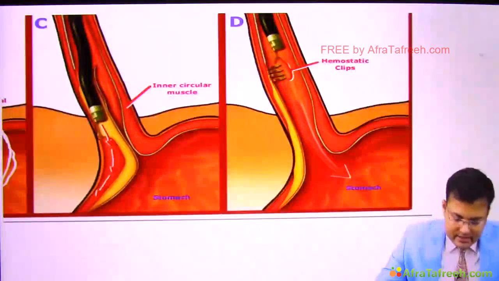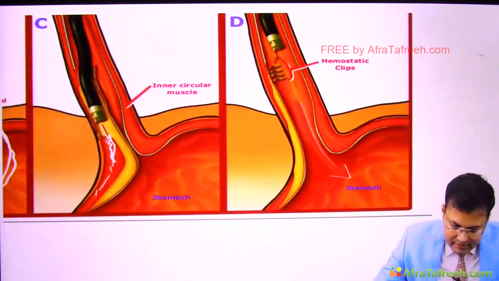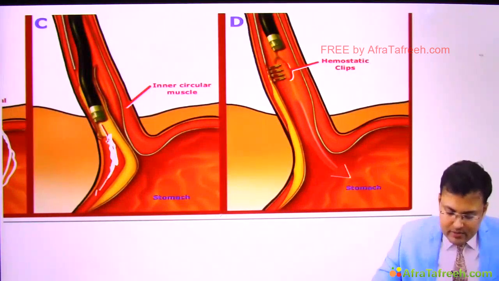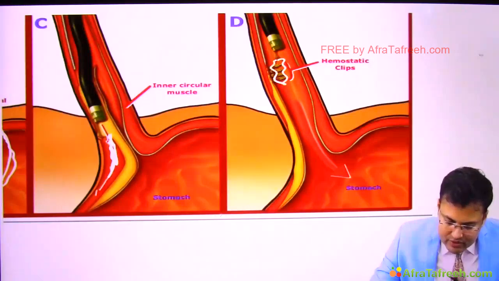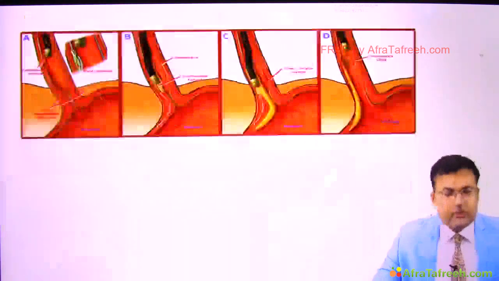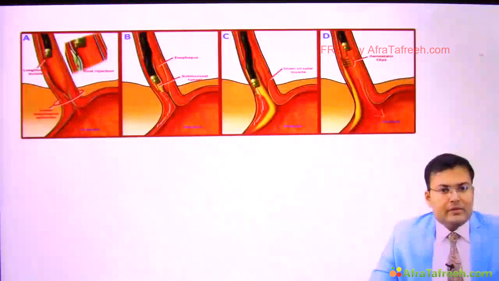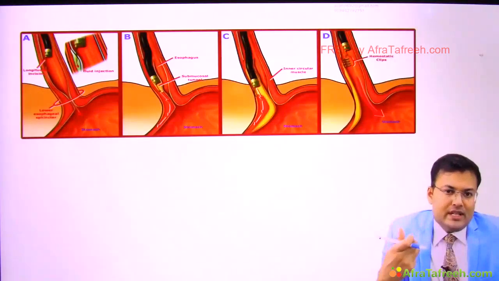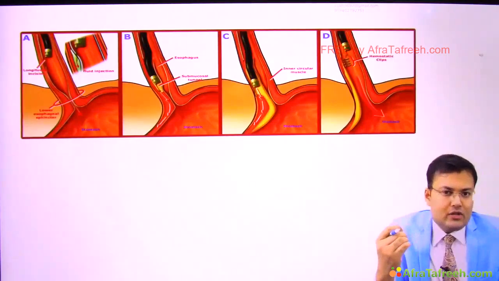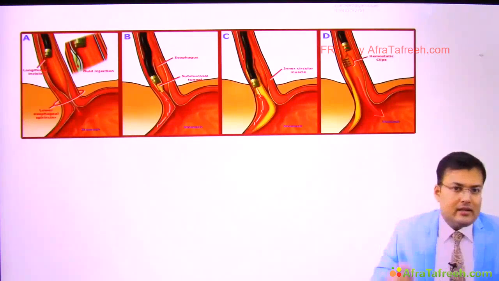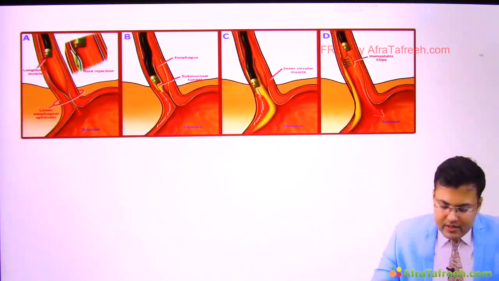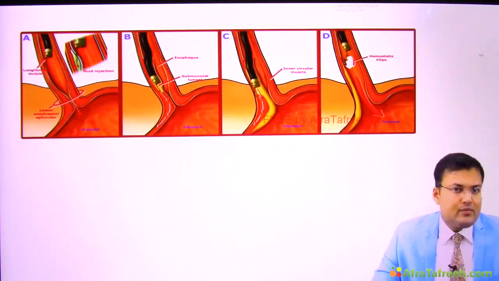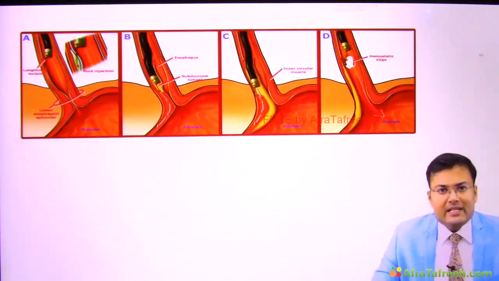After creating the tunnel, can you see, we are going to divide the circular muscle fibers. And when the procedure is completed, we are going to apply the hemostatic clip at the site of incision. So this is how POEM is performed. We create a longitudinal incision, perform the fluid injection, then create a submucosal tunnel and divide the inner circular muscle layer, and after completing the procedure, we apply the hemostatic clip. So this is POEM performed for achalasia cardia.